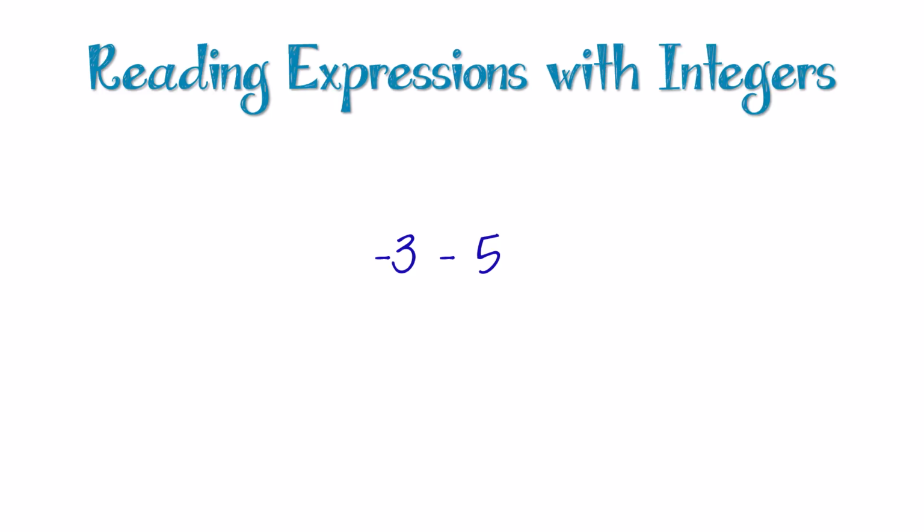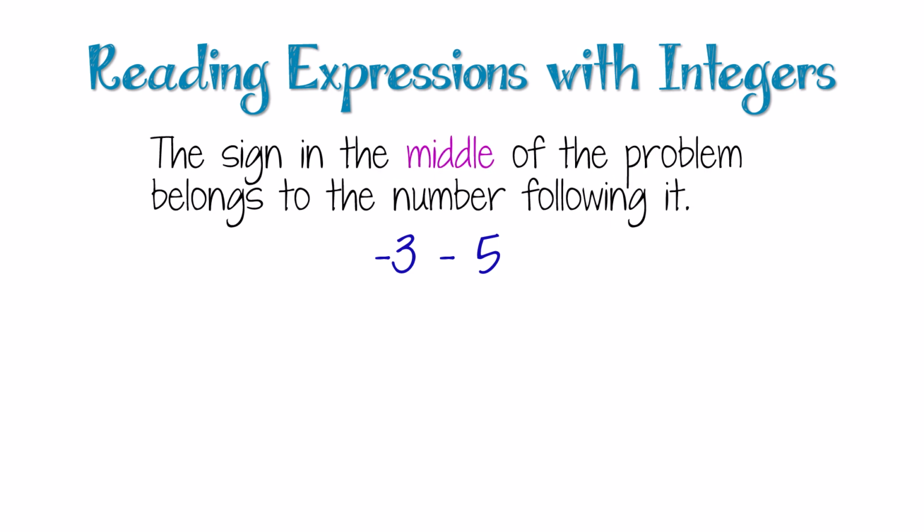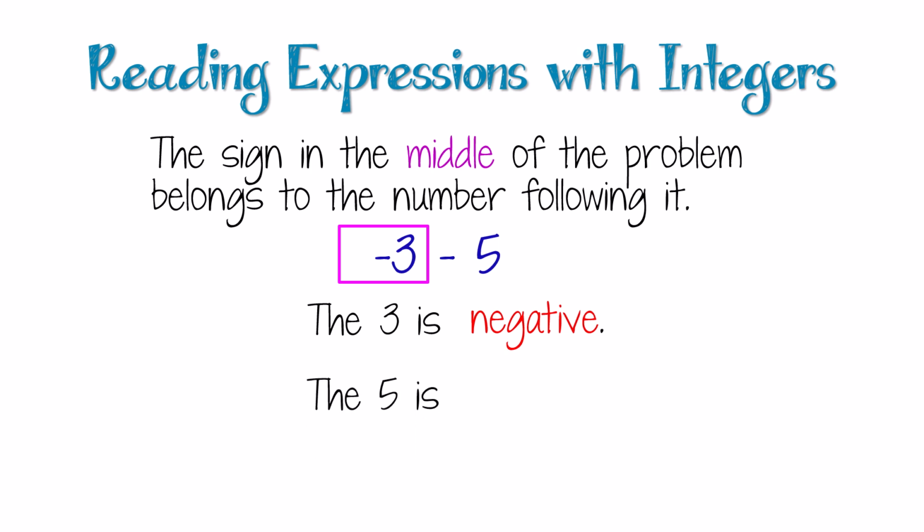One of the most important things to understand with integers is how to read the numbers. In the expression -3 minus 5, the sign in the middle of the problem, the minus sign, actually belongs to the 5 that comes after it. So the 3 is negative because there's a negative sign in front of it, and that's usually pretty obvious to most people. But the 5 in this problem is also negative because the minus sign functions as a negative sign. This is going to help us set up our expressions.